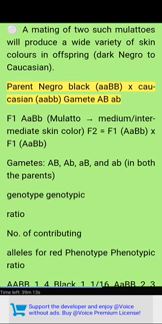Parent: Negro black, AABB, x Caucasian, aabb, gametes AB, ab. F1 AaBb, mulatto, medium, intermediate skin color. F2: F1 AaBb x F1 AaBb. Gametes: AB, Ab, aB, and ab in both the parents. Genotype, genotypic.